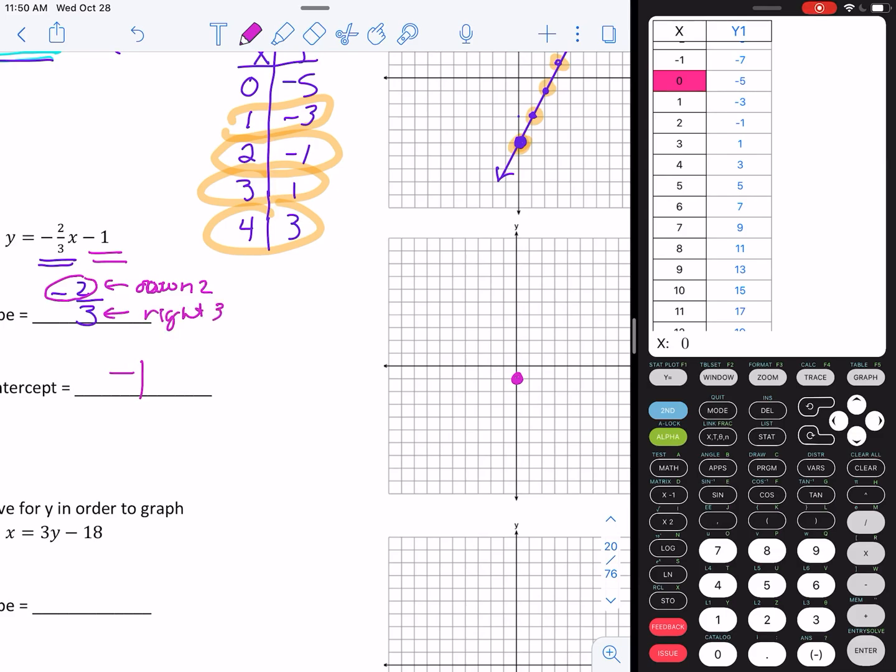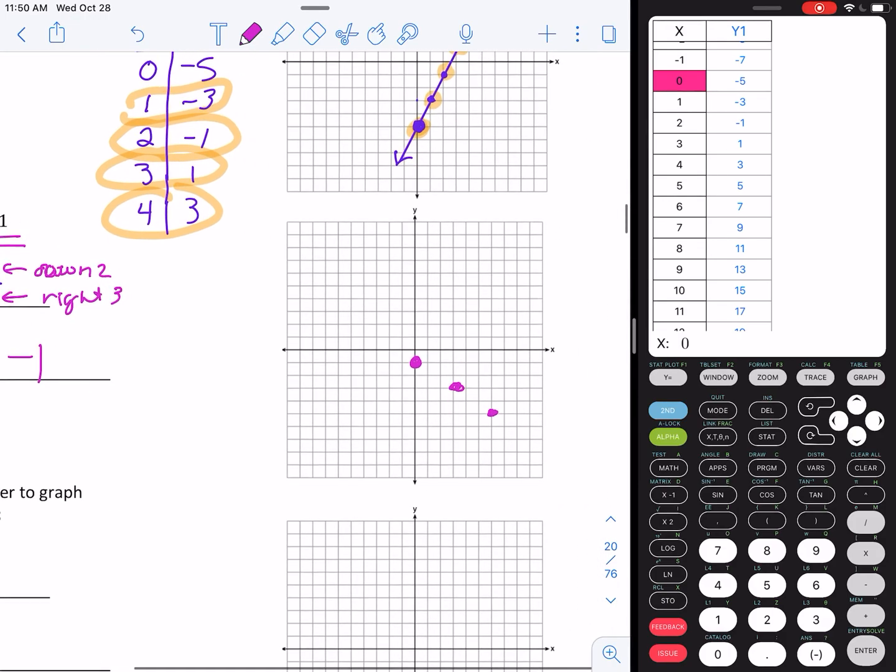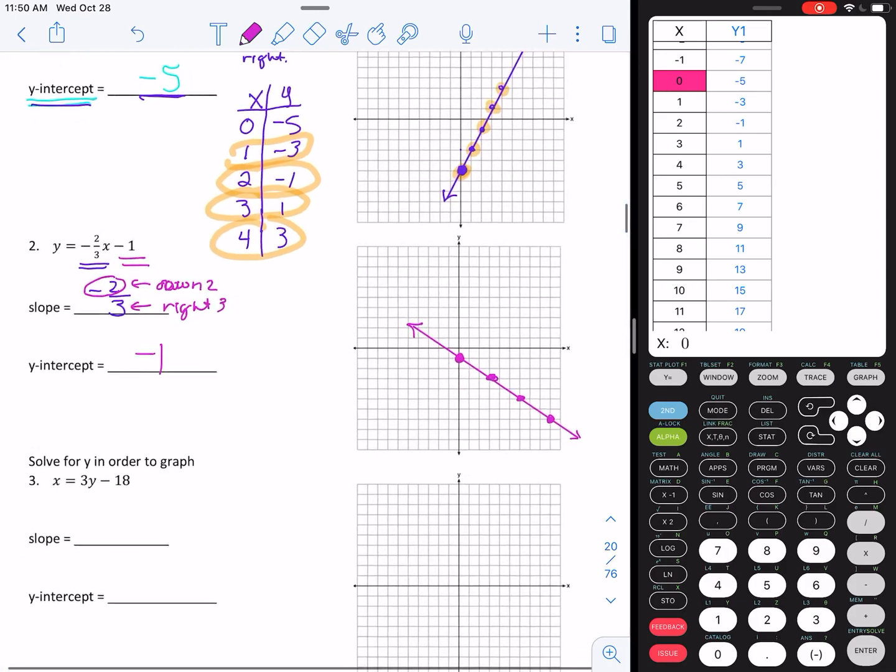All right, so from your start point, you're going to go down 2, to the right 3, down 2, to the right 3, and so forth, until you have enough for a nice straight good line. And there you have it.